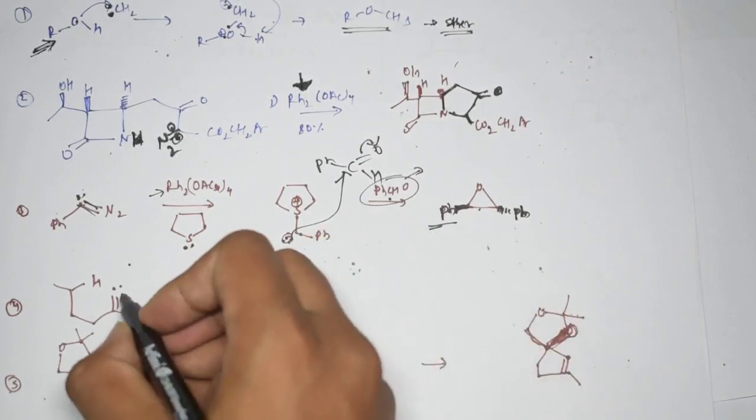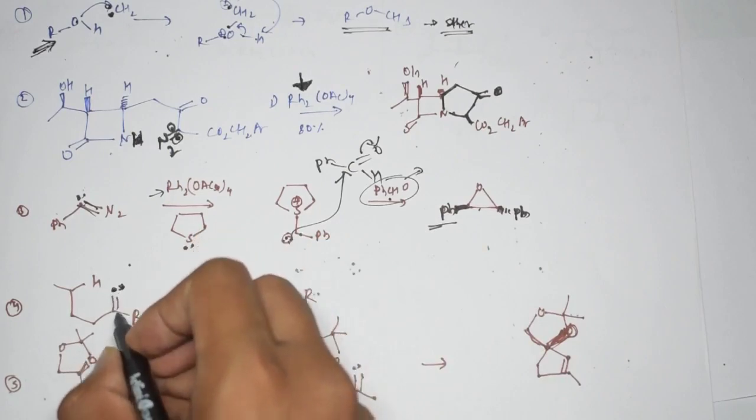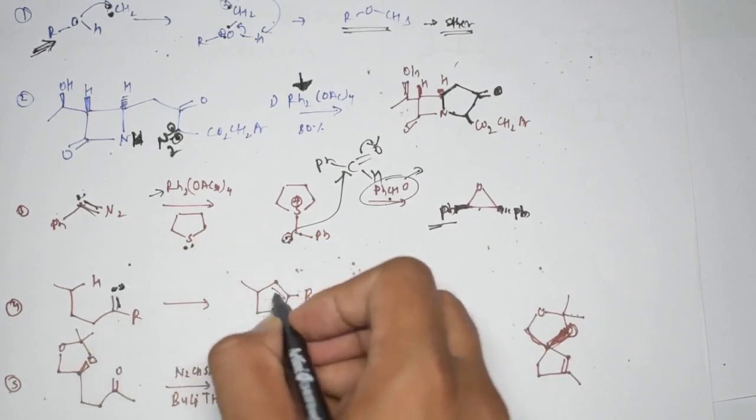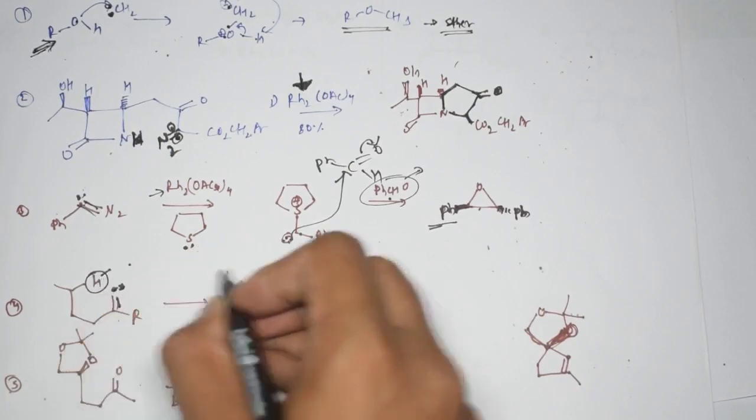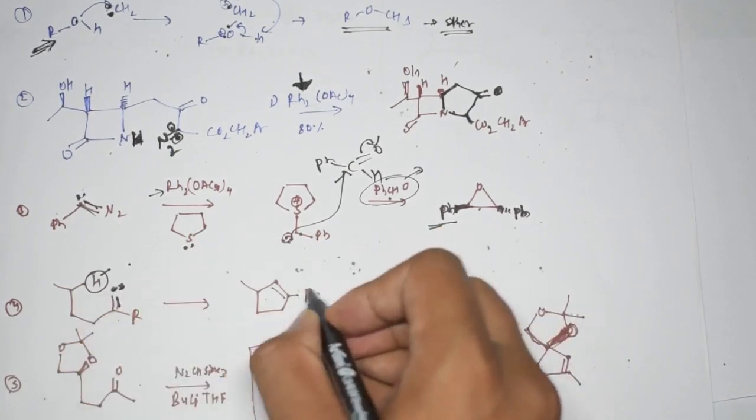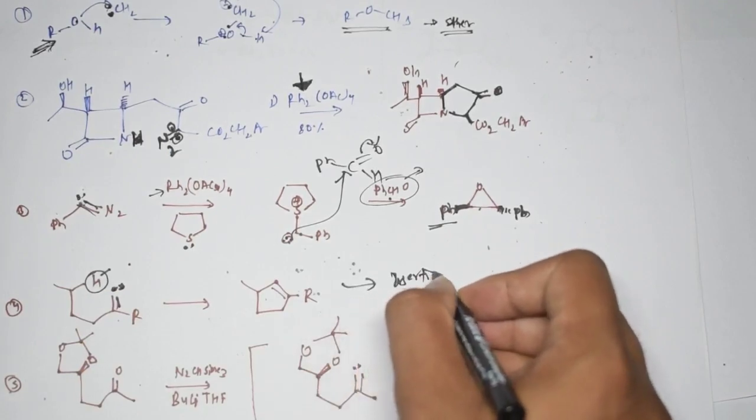Now let's take a different one. Suppose we have such a carbene like this, where the double bond is already over here. After this, the 5-membered ring will be preferred, so this hydrogen is the active hydrogen, and that is going to form such a product, and this is an example of an insertion reaction.